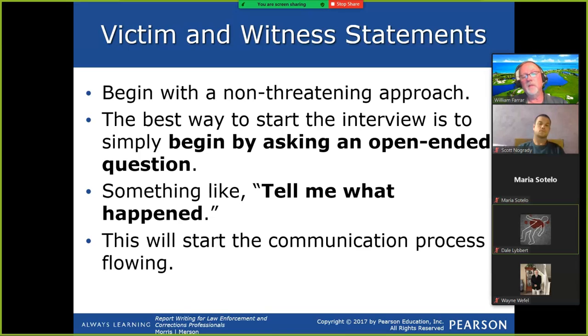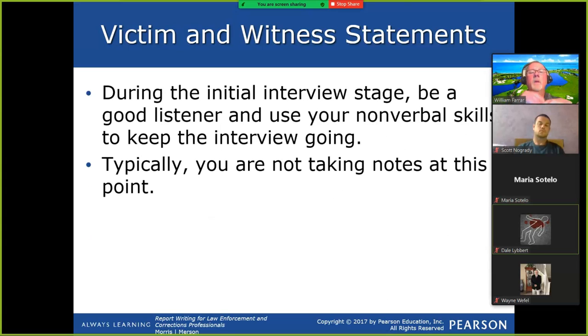So again, this open-ended approach really will help the person feel a little bit more at ease and start that communication process. And during your initial interview stage, be a good listener, you guys. Okay? Use your nonverbal skills to keep the interview going. Don't sit like this, and I'm not sure if you can see me or not, you probably can, with your hands like this or like this, like you're not interested. Certainly don't sit back and cross your arms because that really shows that you're not really interested in what the person is going to say. You want to be attentive, okay?